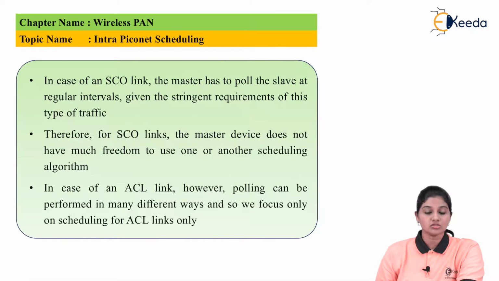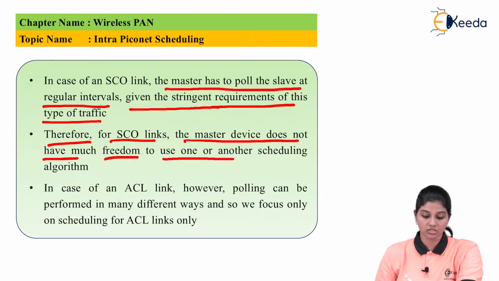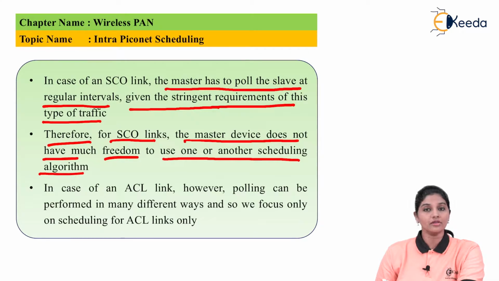Now in case of SCO link, the master has to poll the slave at regular intervals. That means the master has to check the status of every poll at regular intervals by using a scanning cycle, given the strict requirement of this type of traffic. Therefore, for SCO link, the master device does not have much freedom to use any other scheduling algorithm. It only needs to perform the polling.